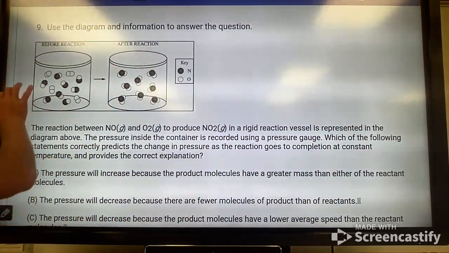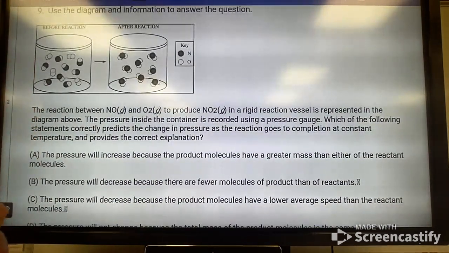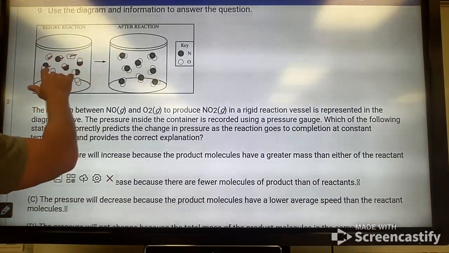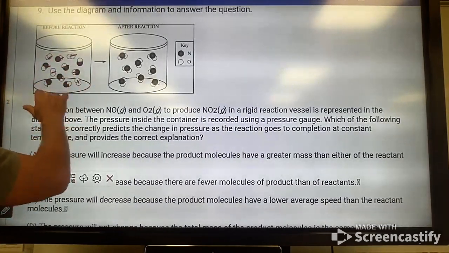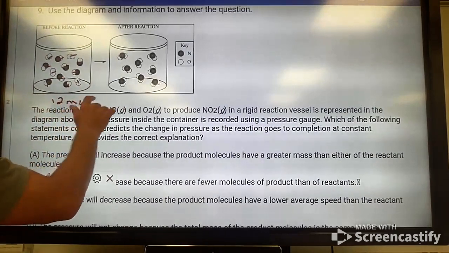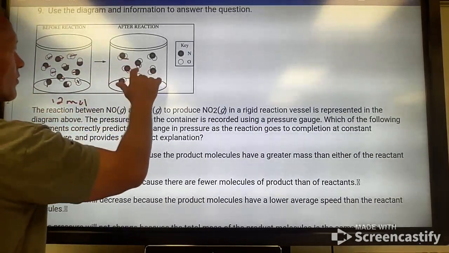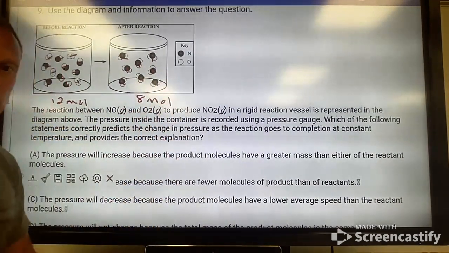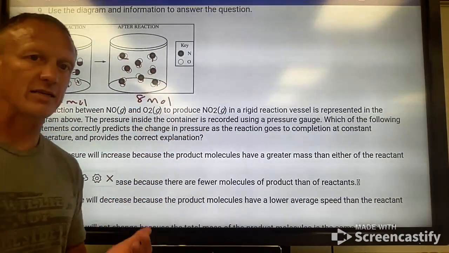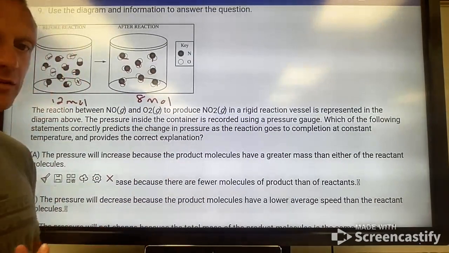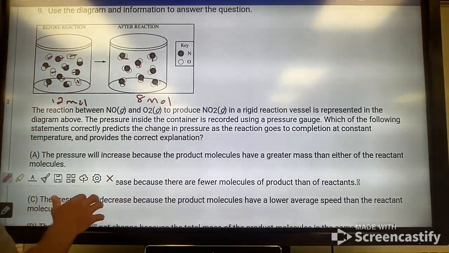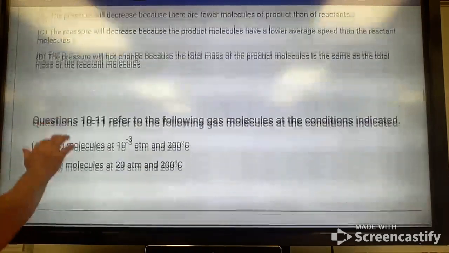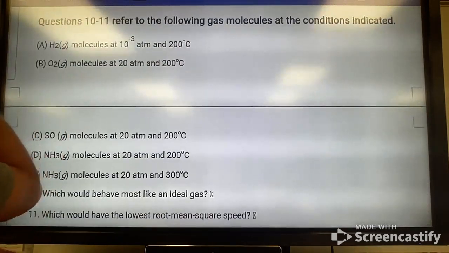In this first one, we have 1, 2, 3, 4, 5, 6, 7, 8, 9, 10, 11, 12 moles of gas. At the end of the reaction, we have 1, 2, 3, 4, 5, 6, 7, 8 moles of gas. Since we are decreasing moles of gas in the same size container at the same temperature, we're going to decrease the pressure. So there'd be a decrease in pressure because there are fewer molecules of product than reactants. That's letter B. All right.